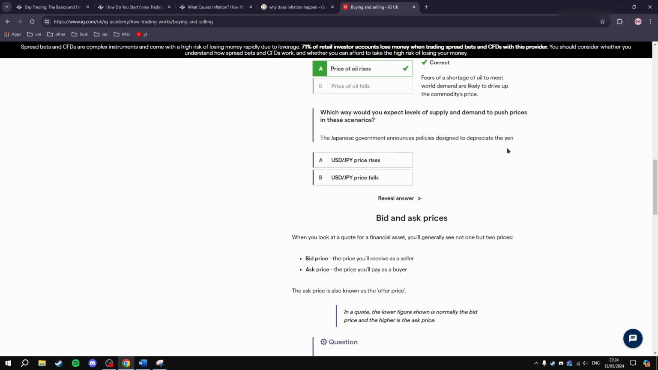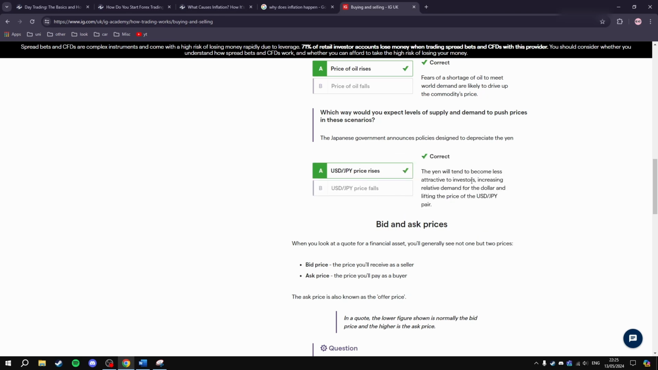So depreciating the yen means it's not going to be worth as much. If the value of yen isn't going to be worth as much, that would mean the currency is weakening against USD. If JPY is weakening against USD, you would need more JPY to buy 1 unit of USD. So the USD/JPY price rises. The yen becomes less attractive to investors, increasing the relative demand for the dollar and lifting the price of the USD/JPY pair.